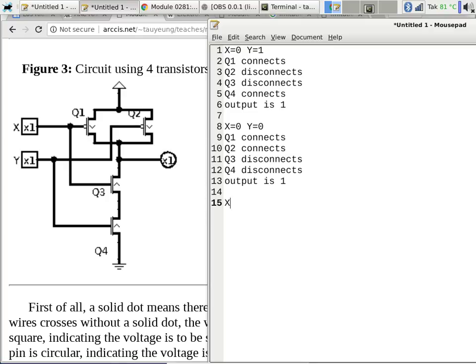Okay? So the next one is x equals 1, y equals 1. And let's see what's going to happen. It's kind of the opposite of the other one. Q1 disconnects because Q1 is a P transistor. When the gate of a P transistor has a positive charge, the transistor disconnects. Okay? Same thing with Q2. It also disconnects. Q3 connects because it's an N transistor. Q4 is also an N transistor, so that's why it connects too. So now let's do the analysis first.